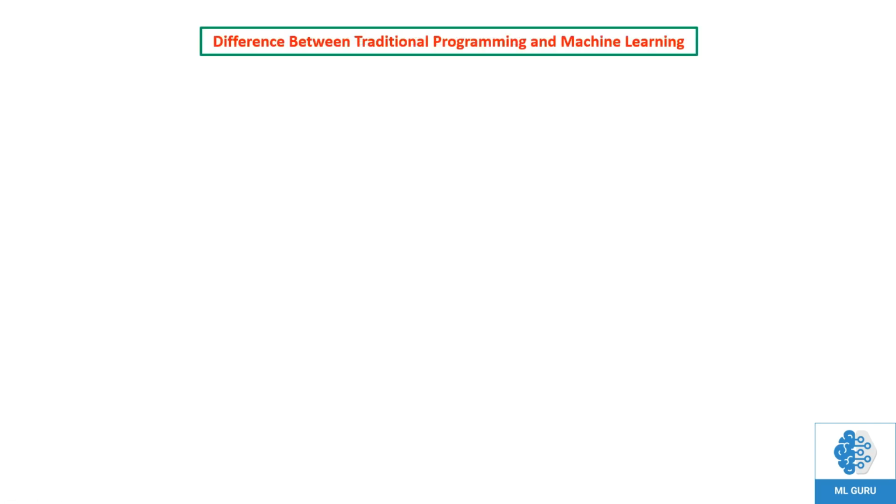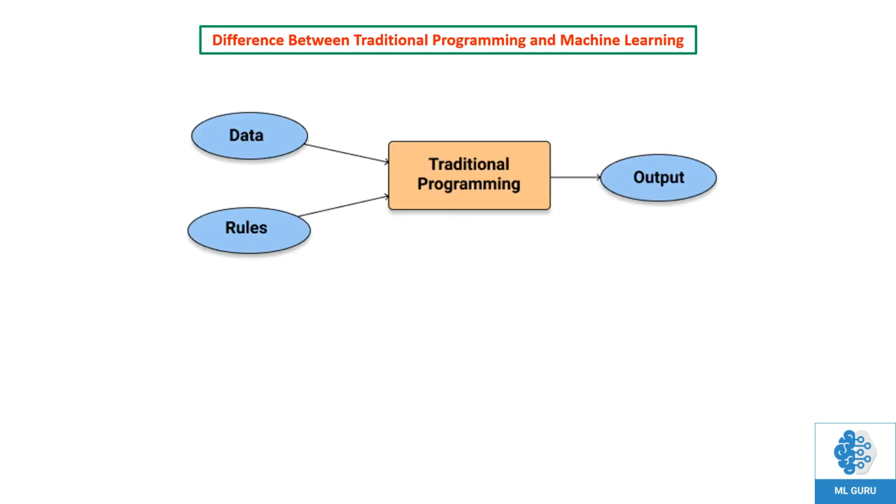Now let's try to understand the key difference between traditional programming approach and machine learning approach. This diagram depicts traditional programming approach in which we give two inputs. The first input is the data and the second input is the set of rules. Now imagine you are defining a function. While defining, you write some set of rules, right? And this data is given as input to this function. Now based on this data and set of rules, you get some output.